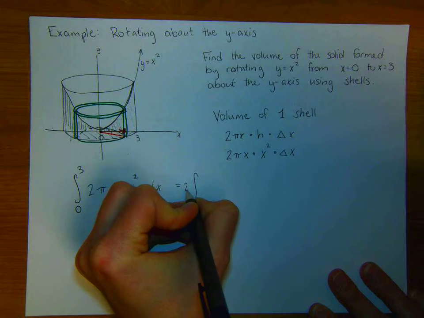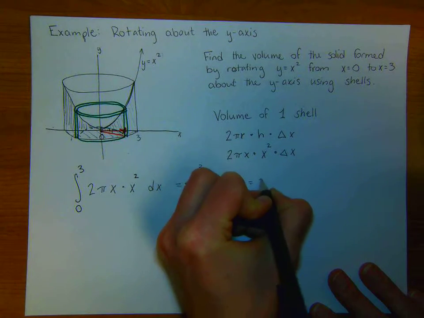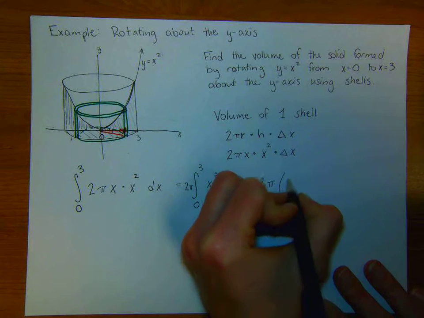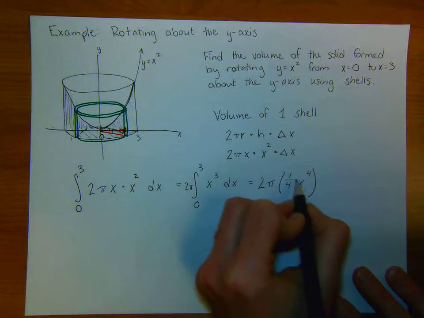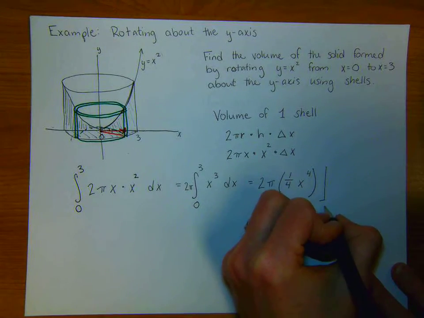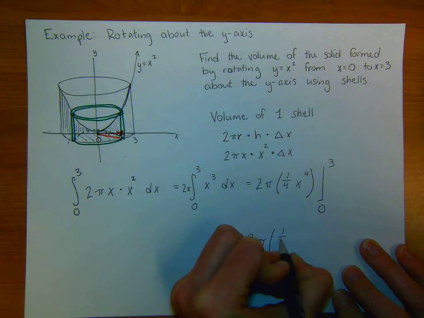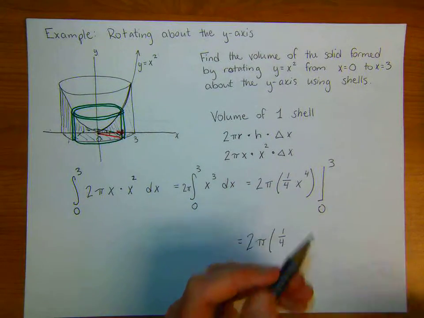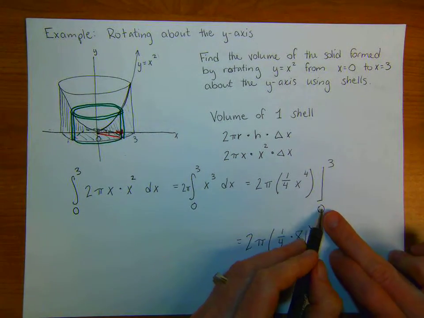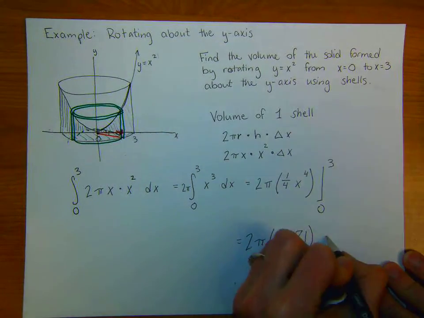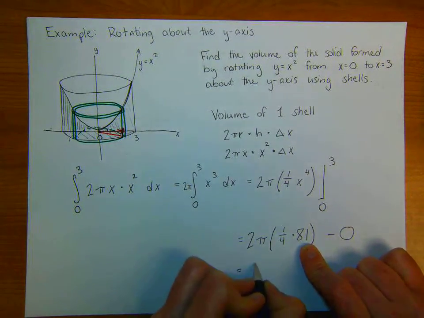Our integral is, I can pull the 2 pi out front because that's just a constant. This is 2 pi times the integral from 0 to 3 of x cubed dx. The integral of x cubed is 1/4 x to the 4th, sorry, raising the power and then multiplying by the reciprocal. I'm going to evaluate that as x goes from 0 to 3. So I end up with 2 pi times 1/4 of 3 to the 4th, which is 3 times 3 is 9, 9 times 9 is 81. And if I plug in 0, the lower bound, I notice that I just get 0, so maybe I'll even write minus 0. So this is equal to 81 pi over 2.